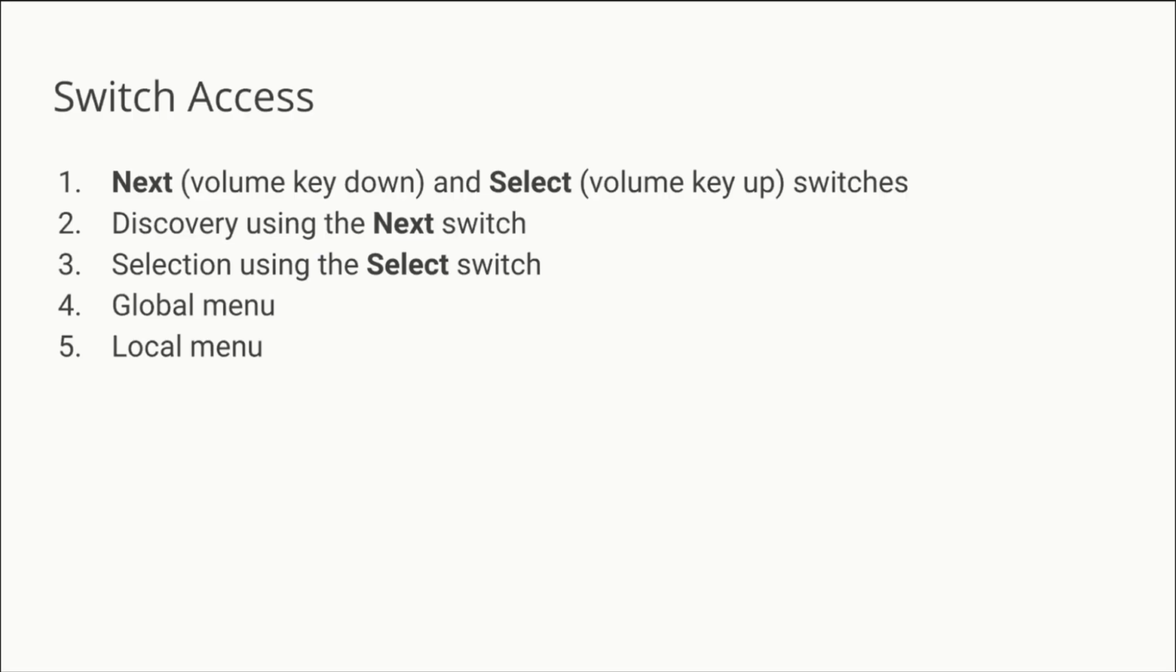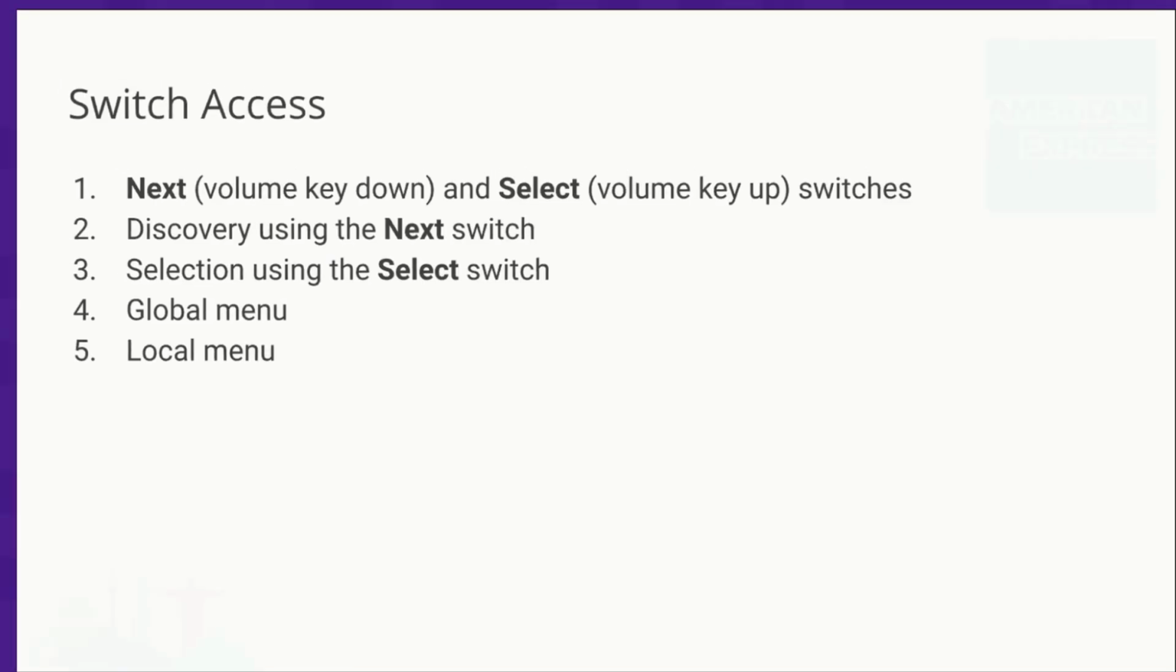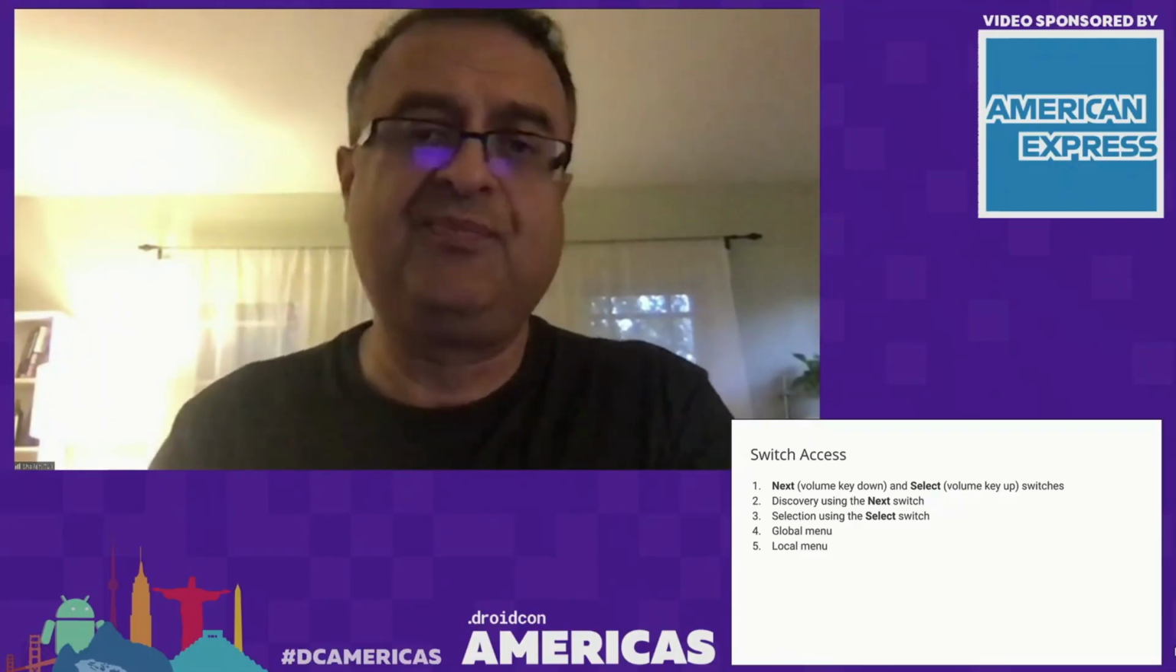So what they typically do is they buy hardware, and commonly it's 2 switches that somehow connect to the phone or tablet. We don't have to have switches here. We can just program our phone as developers. And what I typically do is I use the volume keys to simulate those 2 switches. Now, what do those 2 switches do? One switch lets the user explore the screen, essentially go from item to item to item. The second switch allows the user to perform a selection.